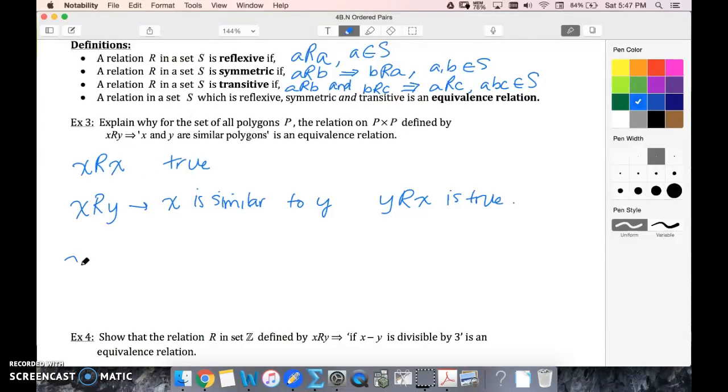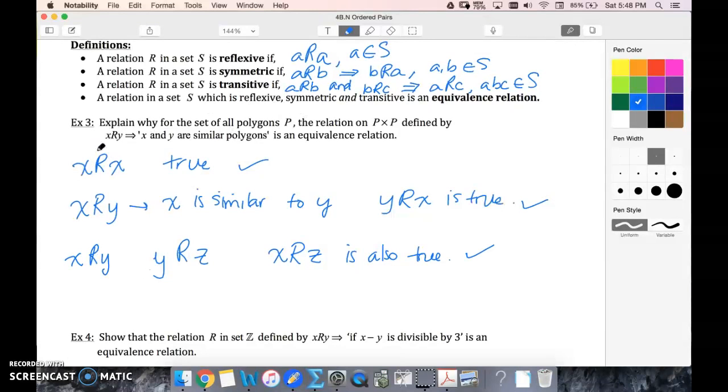And now, if polygon X is similar to polygon Y, and polygon Y is similar to polygon Z, then of course polygon X is going to be similar to polygon Z. So we've got reflexive, symmetric, and transitive. So this is an equivalence relation. To test equivalence relations, you have to show that all three of these things are true.